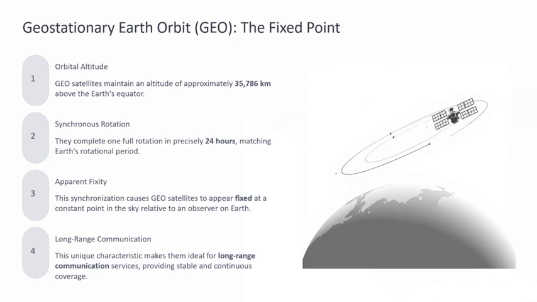Next is apparent fixity and long range communication. Due to the synchronization, GEO satellites appear fixed at one point to observers on the Earth. This makes them ideal for long range communication because they provide a stable connection and continuous coverage.